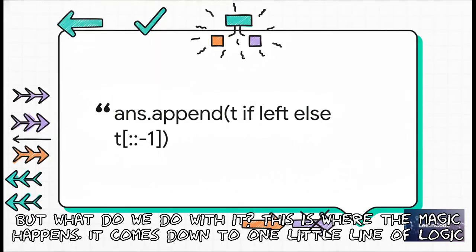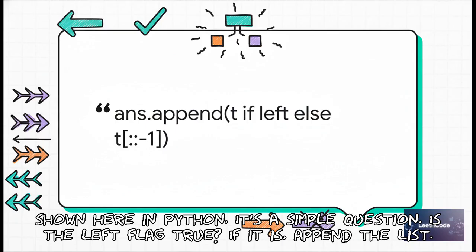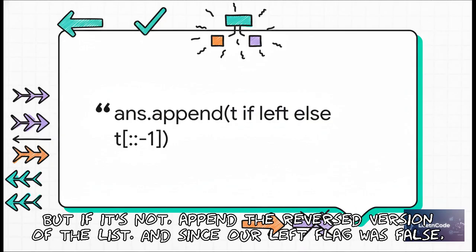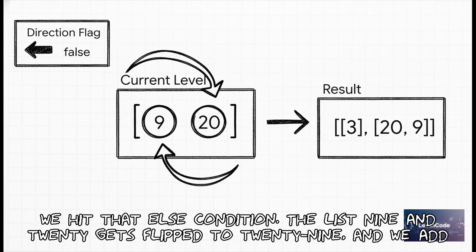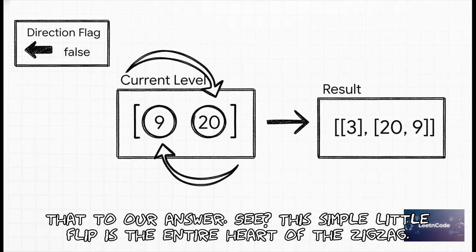It comes down to one little line of logic shown here in Python. It's a simple question. Is the left flag true? If it is, append the list. But if it's not, append the reversed version of the list. And since our left flag was false, we hit that else condition. The list [9, 20] gets flipped to [20, 9], and we add that to our answer. See? This simple little flip is the entire heart of the zigzag.